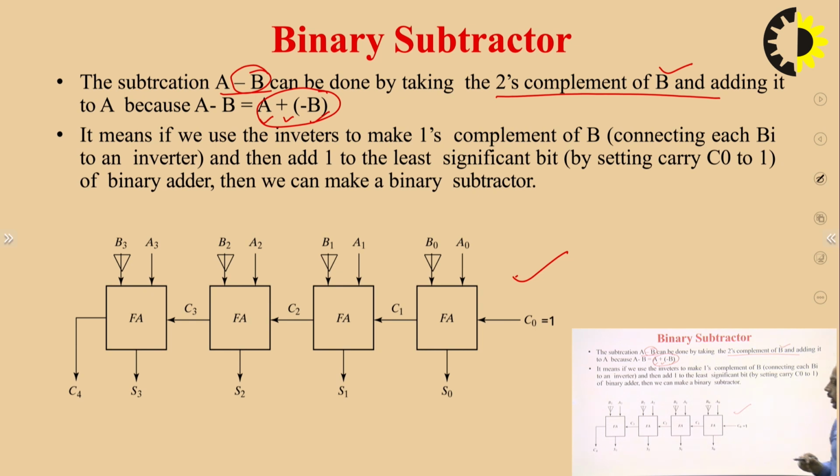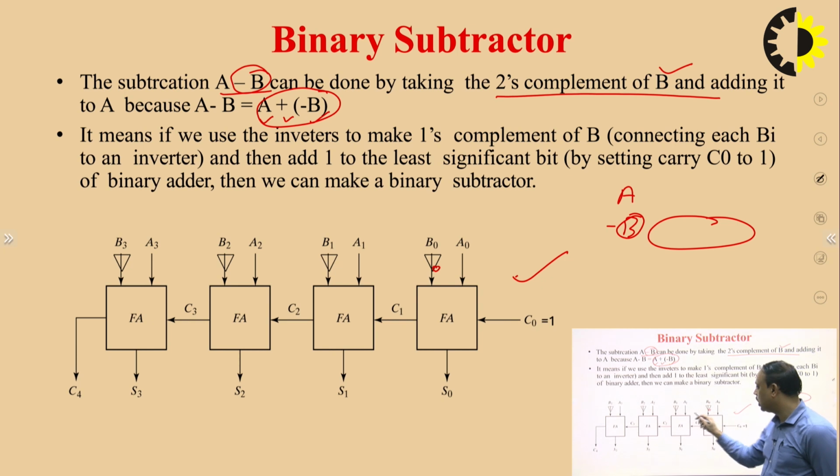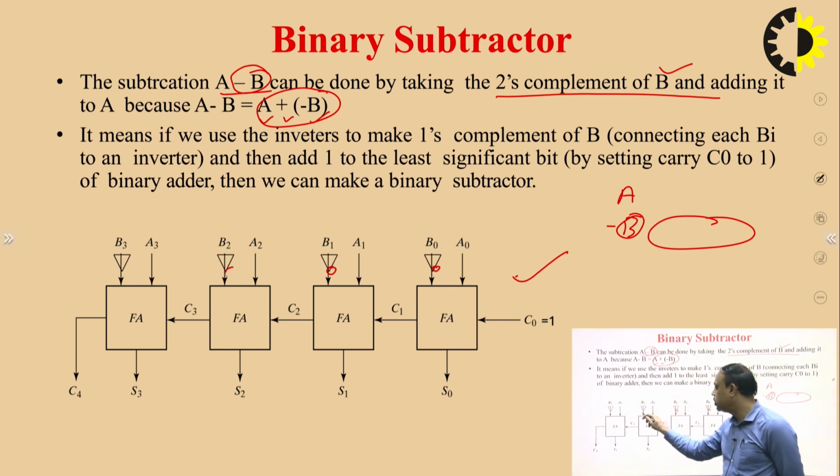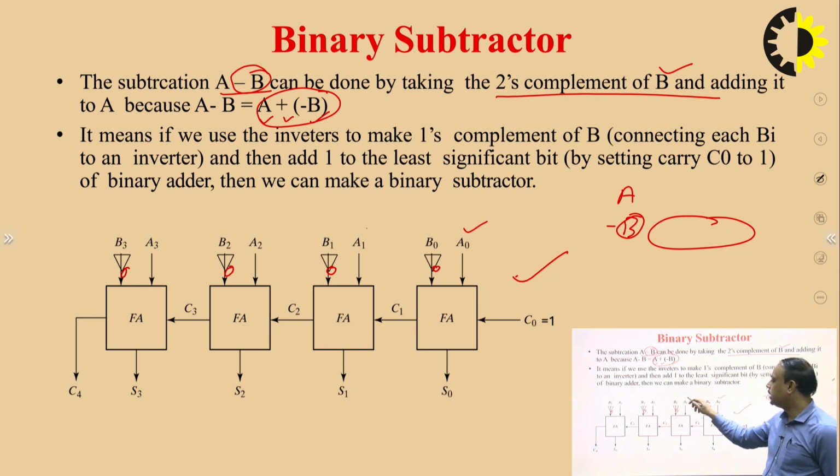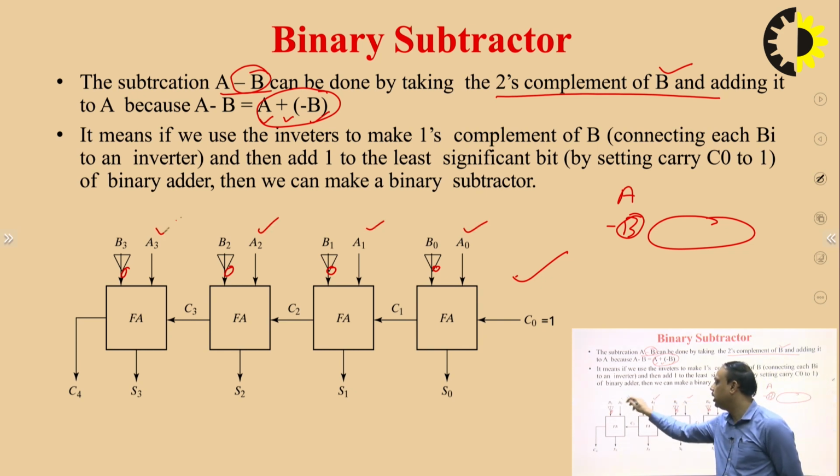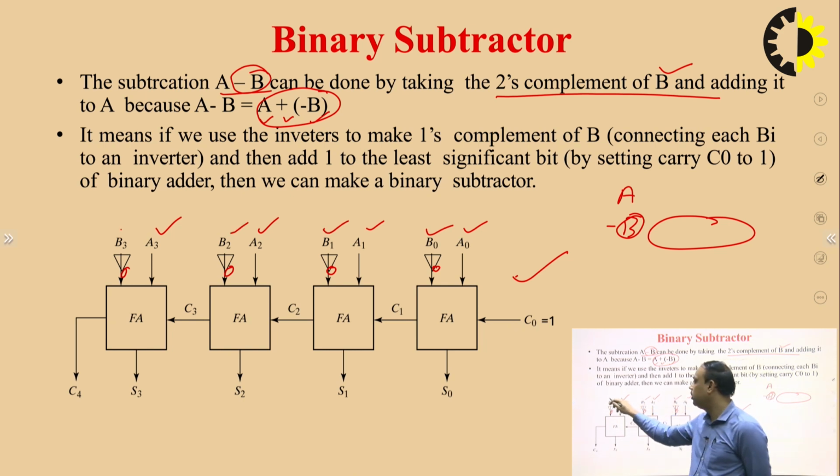So if we are doing A minus B, we need to complement each bit of the number B. For this we need a NOT gate at each input, and the other input stays as it is: A1, A2, A3 and A4. And B0 complement, B1 complement, B2 complement and B3 complement.